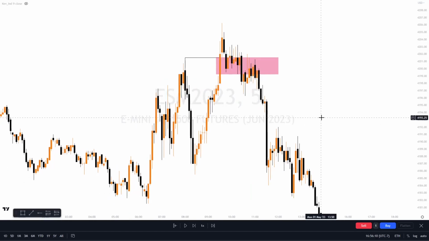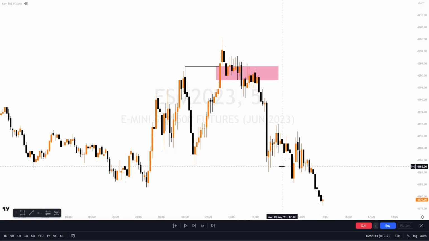I usually only use them when it's a situation like this. I like to keep that in my back pocket in case that situation pops up, and I'm like, okay, I know exactly I can use this inversion fair value gap, keep my risk tight, great risk to reward trade. That's pretty much what it's all about.